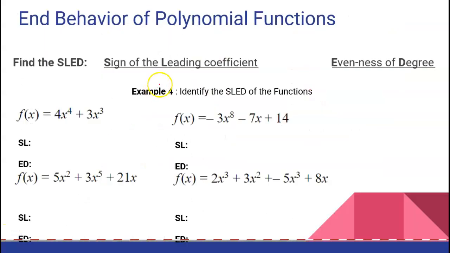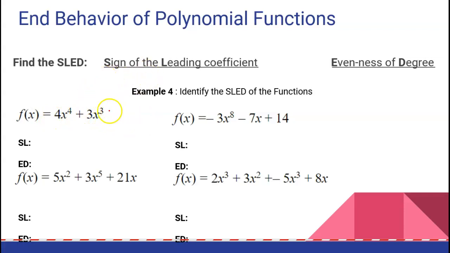And when we talk about end behavior of polynomial functions, we are asked to find what is called the SLED. And the SLED is an acronym that stands for the sign of the leading coefficient and the evenness of degree. Let's do an example. So we take our first function, f of x is equal to 4x to the 4th plus 3x to the 3rd.